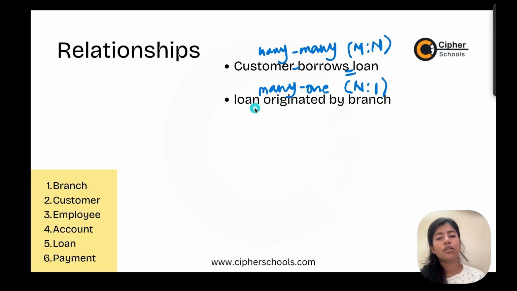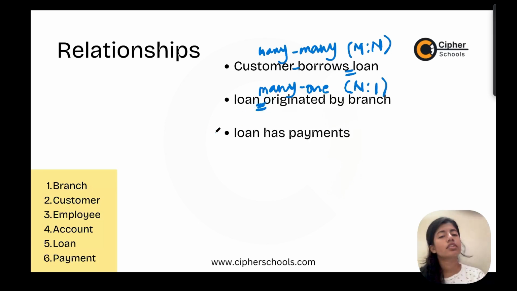Now, what about the participation? If you're taking a loan, it needs to be originated from someone, right? You cannot just blindly say that this is a loan not originated from any branch. So there needs to be a total participation from loan. Okay, so this is a total participation relationship.